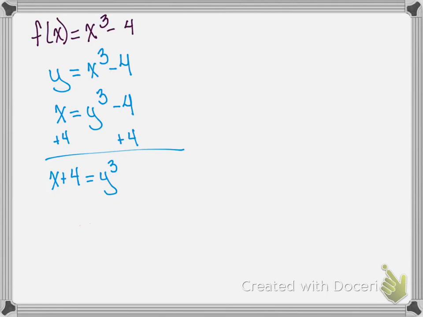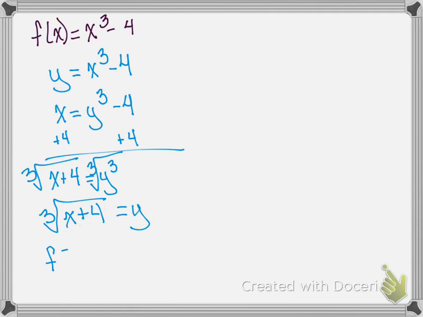How do I undo y to the third? The third root. Good. I'm going to take the cubed root of both sides. So I have the cubed root of x plus 4 equals y. And so that is my inverse function. F inverse of x equals cubed root of x plus 4. The algebra is not as intense on that one, but we do need to make sure we understand some concepts about x to the third.